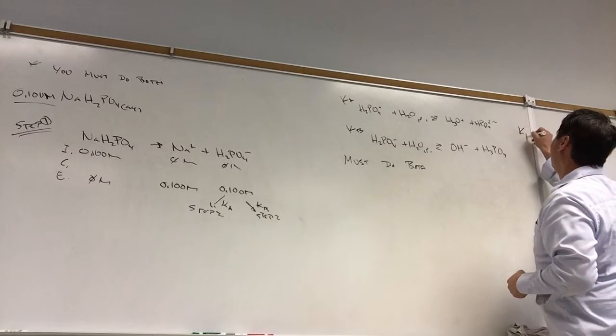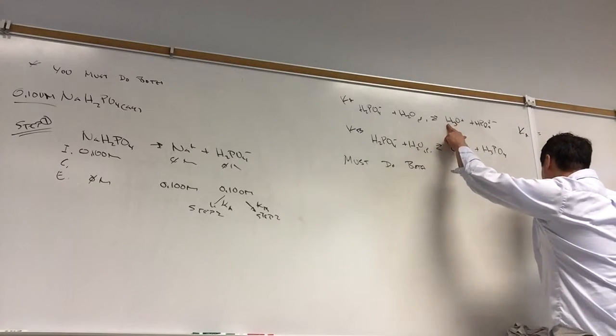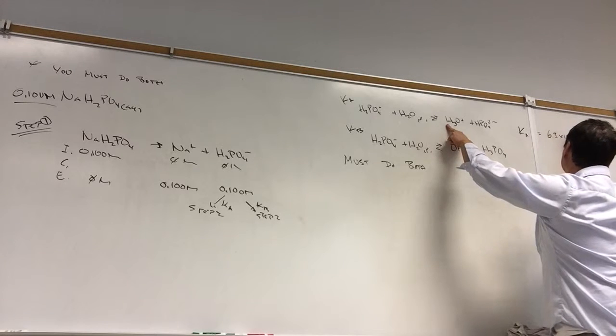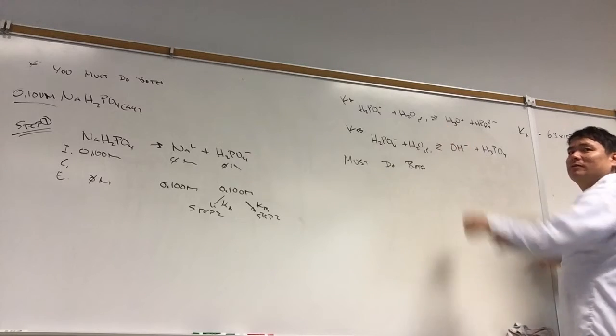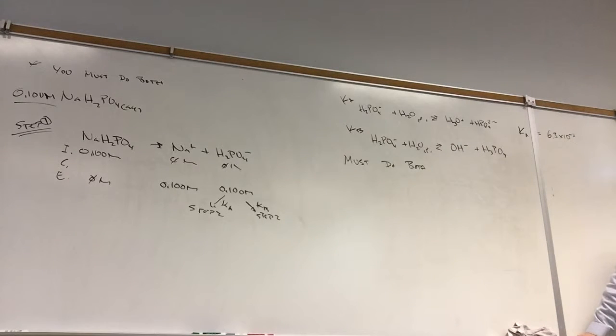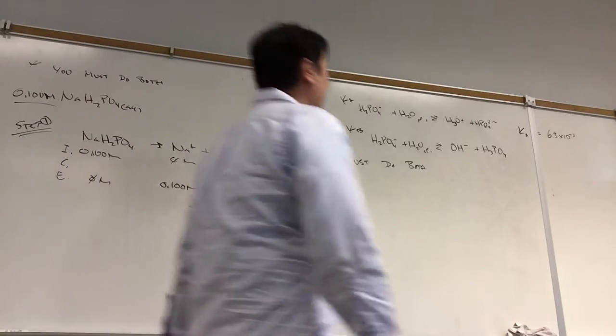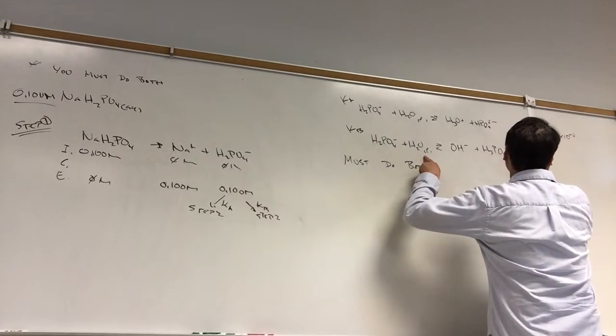And so let's look at the Ka for this. The Ka for this was what, 6.3 times 10 to the minus 8 or something like that? This is Ka2 for phosphoric acid. I don't want to use the one on the chart because the one on the chart doesn't match our book. That's right, for phosphoric acid. Okay, so now we need Kb.